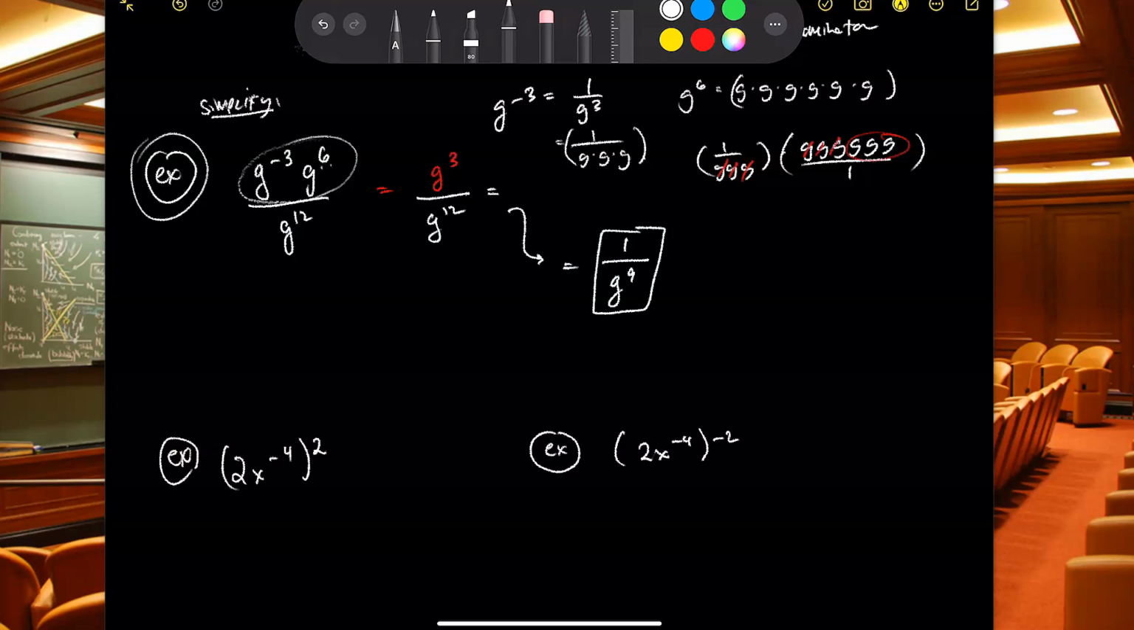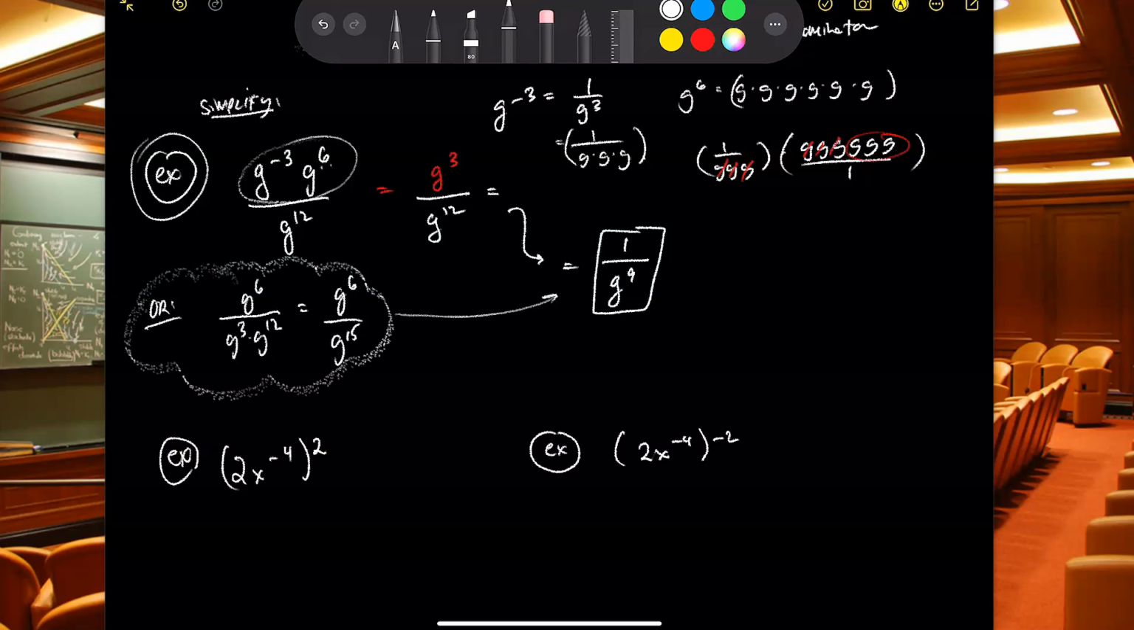Okay. Another way to go about this would have been to send this down and say, all right, this is really g to the 6th over g to the 3rd times g to the 12th. You get g to the 6th over g to the 15th, and guess what? You're going to go to the same place. So either one is fine, but I do want you to be familiar with this idea right here.